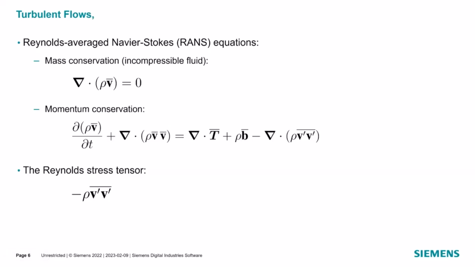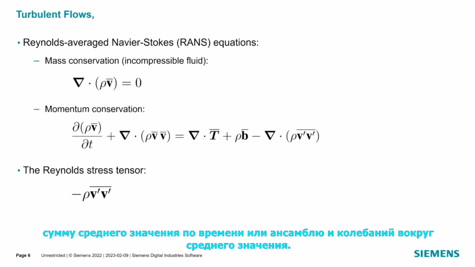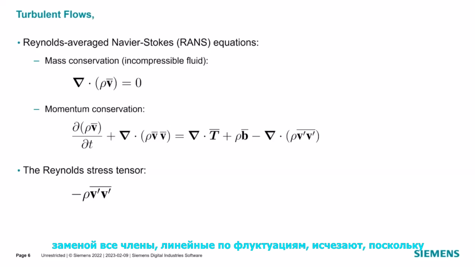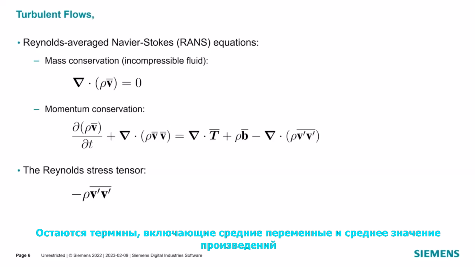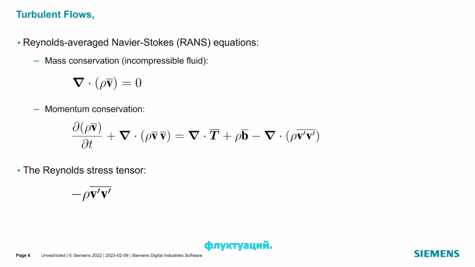They are based on splitting the instantaneous value of each variable into a sum of the time or ensemble averaged value plus the fluctuation around the average. When the averaging is then applied to the Navier-Stokes equations with the above substitution, all terms linear in fluctuations disappear because by definition the average of a fluctuation is equal to 0. What remains are terms involving averaged variables and the average of products of fluctuations.